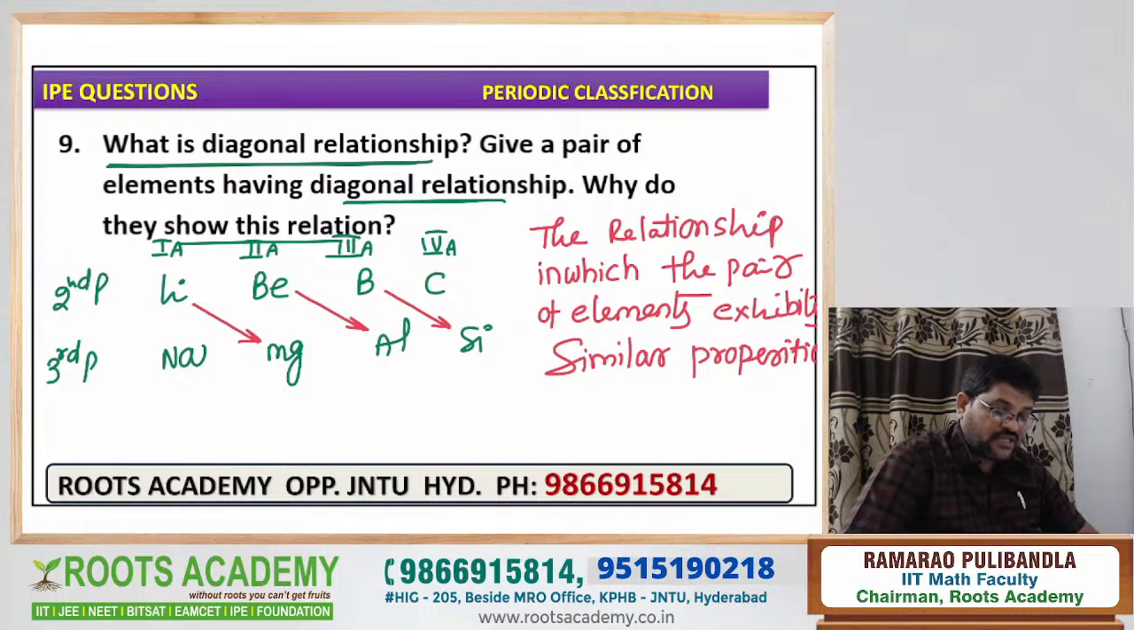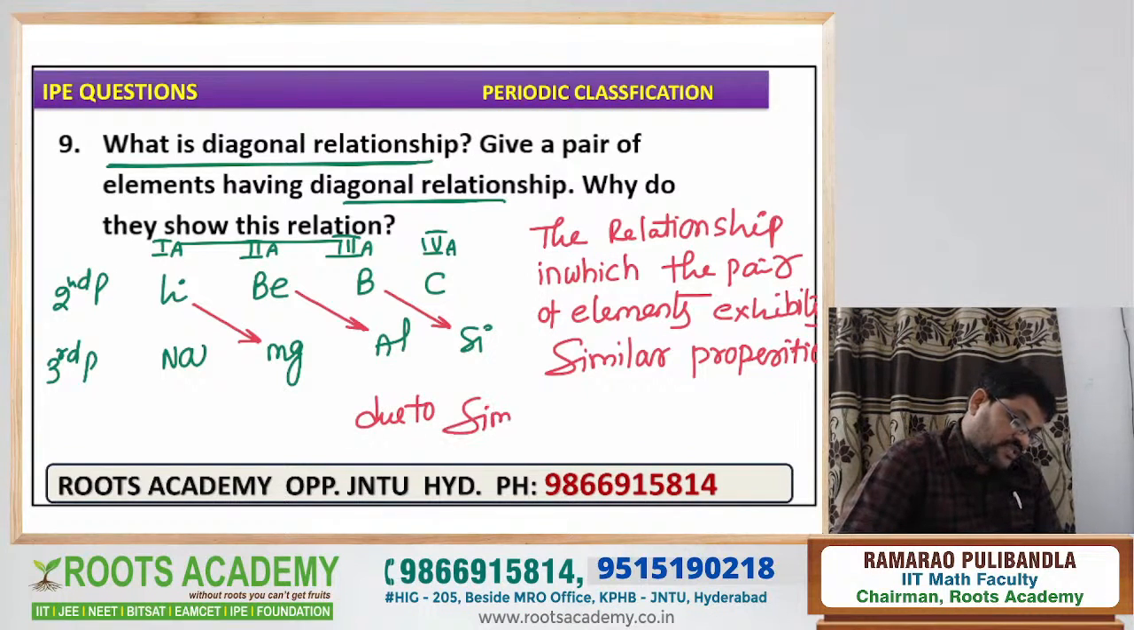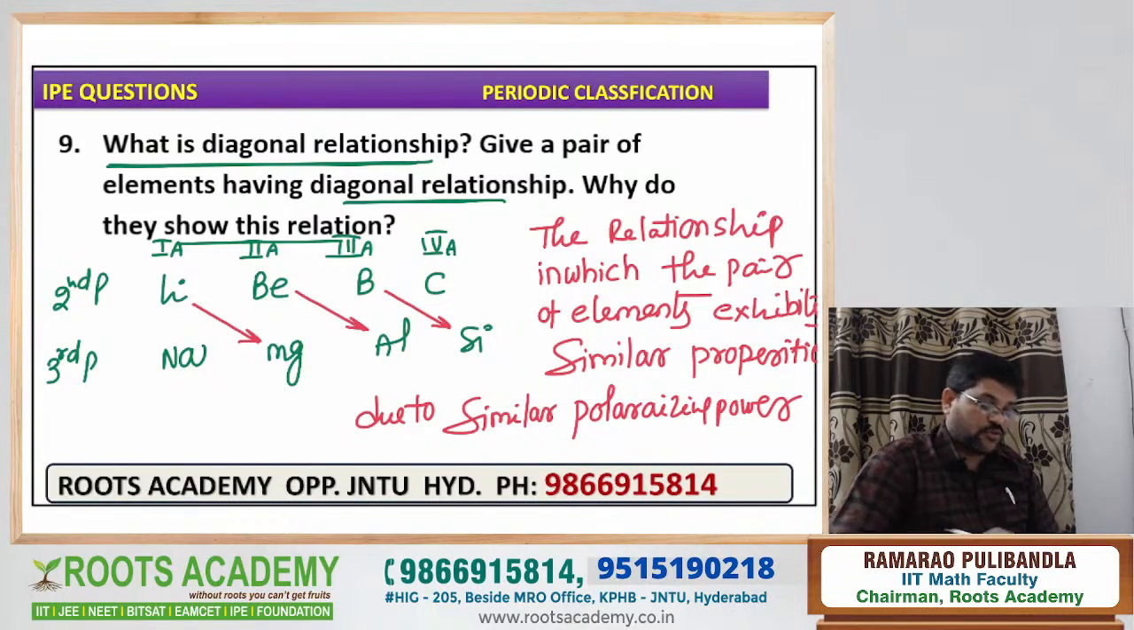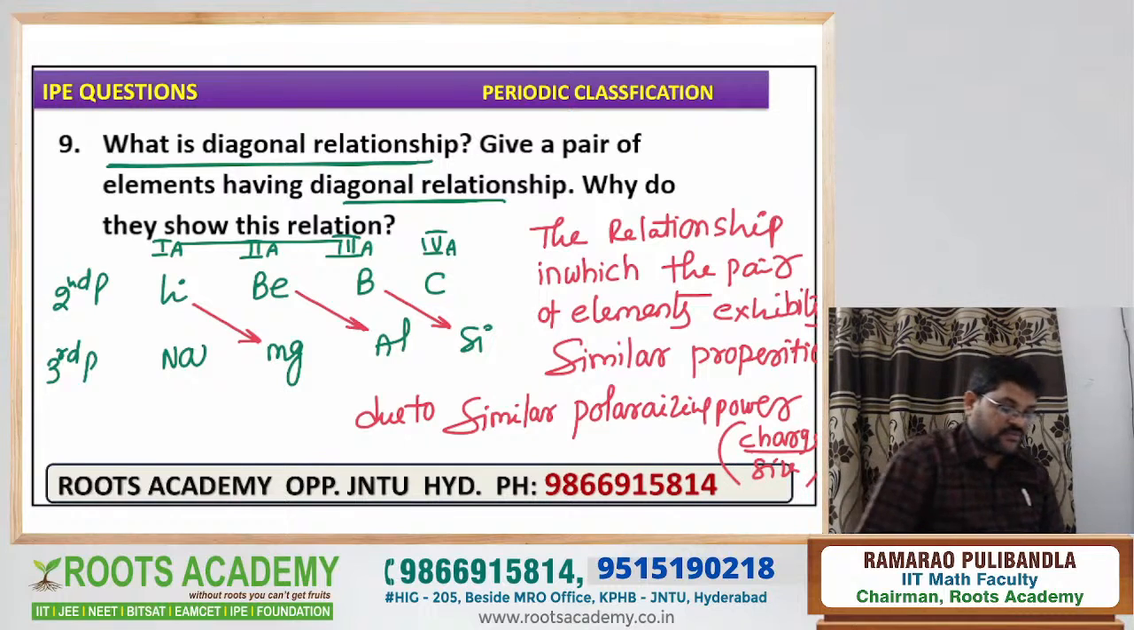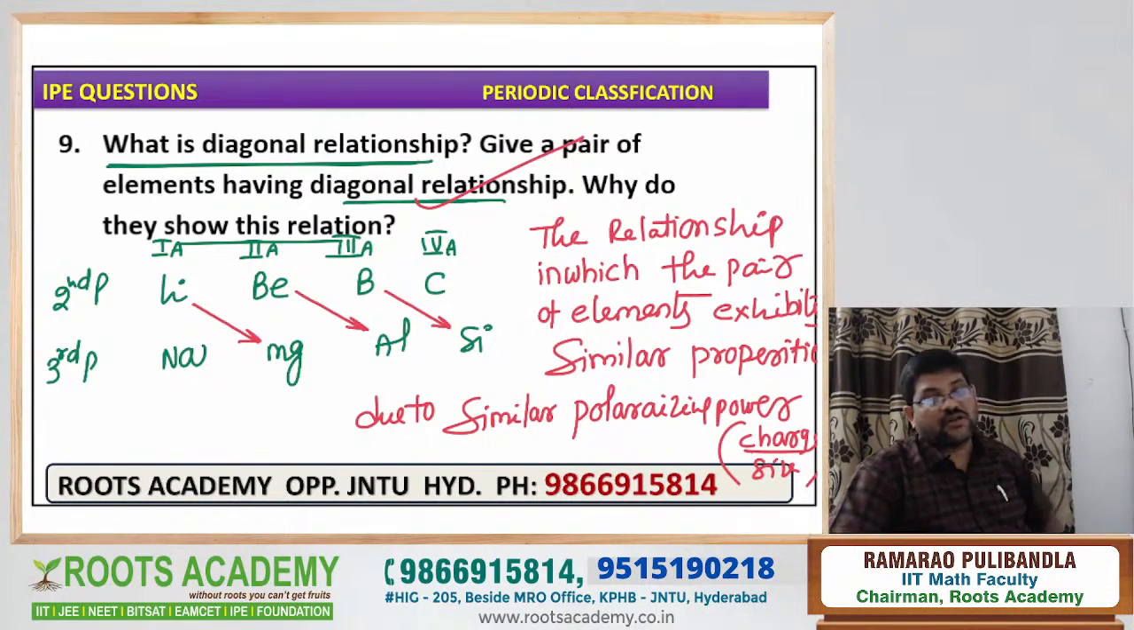You ask the question, why do they show similar properties? Due to similar polarizing power. What is the meaning of polarizing power? Charge by size ratio. The charge by size ratio value is similar. Lithium with magnesium, beryllium with aluminum, boron with silicon. That is the meaning of diagonal relationship.